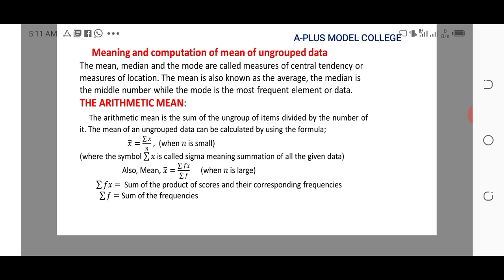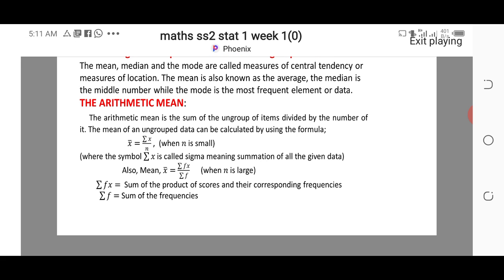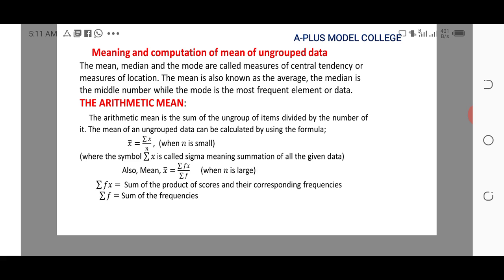The last one here, which is the mode, is the number that occurs frequently, the number that has the highest frequency, or a particular object that has a kind of repetition more than any other object. So whenever we are asked to find the mode, it is just the number that occurs most in the set of data given to us. Quickly, let's talk about arithmetic mean.